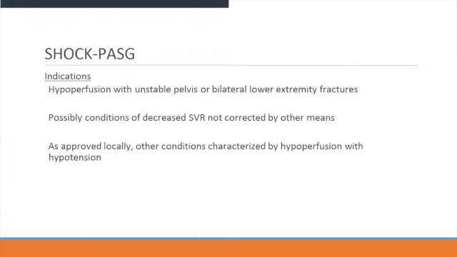So the indication is going to be for a patient that has hypoperfusion with unstable pelvic or bilateral lower extremity fractures. The possible conditions of decreased systemic vascular resistance not corrected by other means, and as approved locally, or other conditions characterized by hypoperfusion with hypotension.